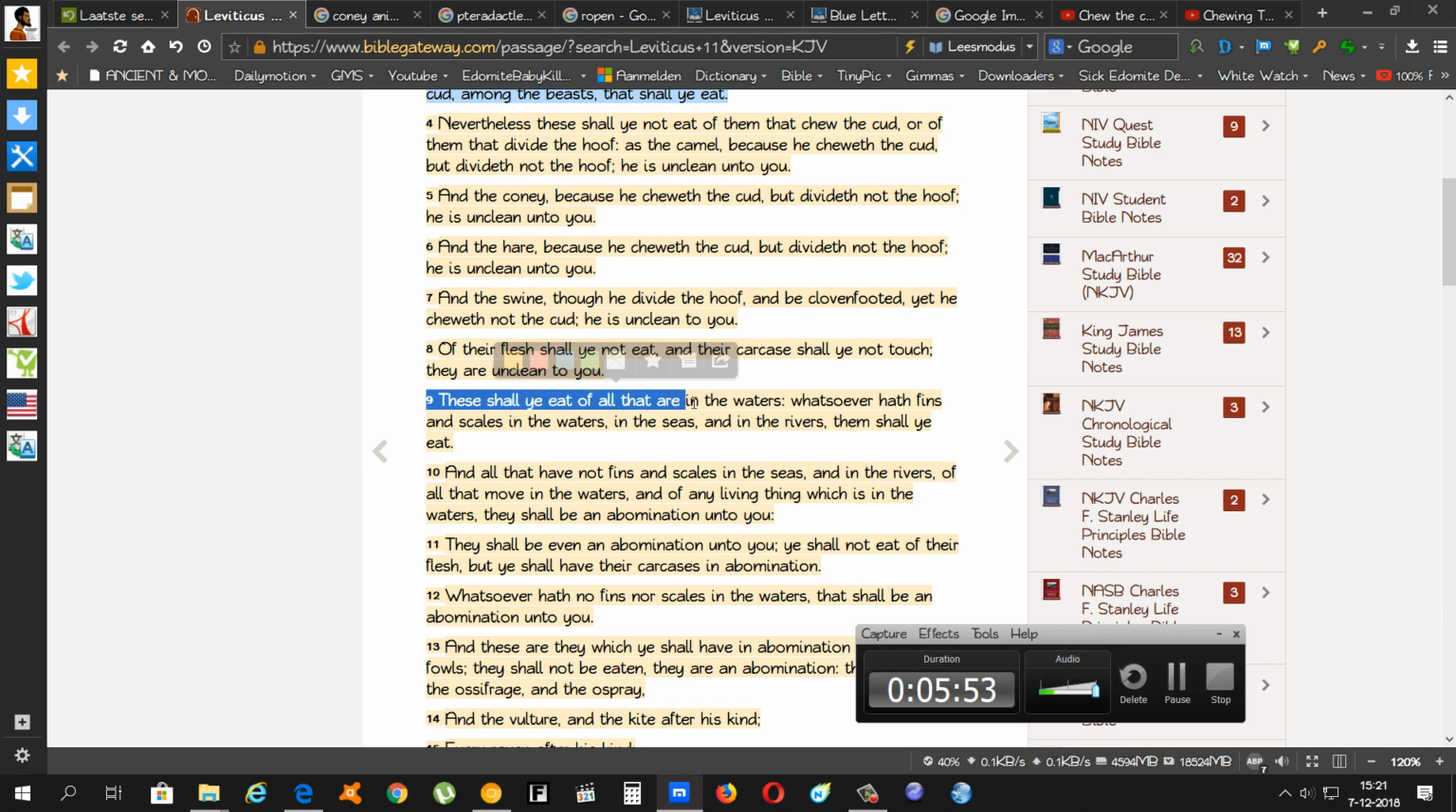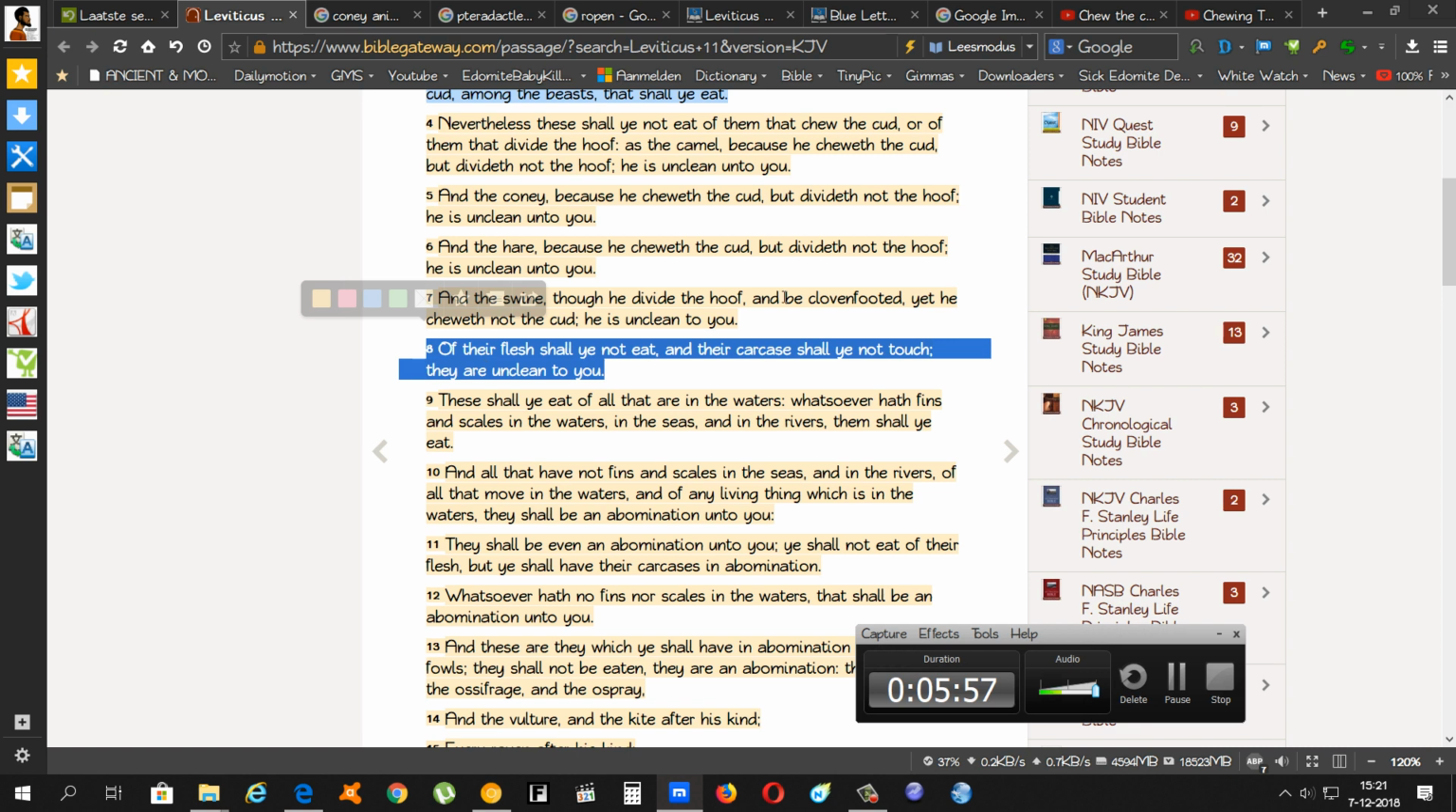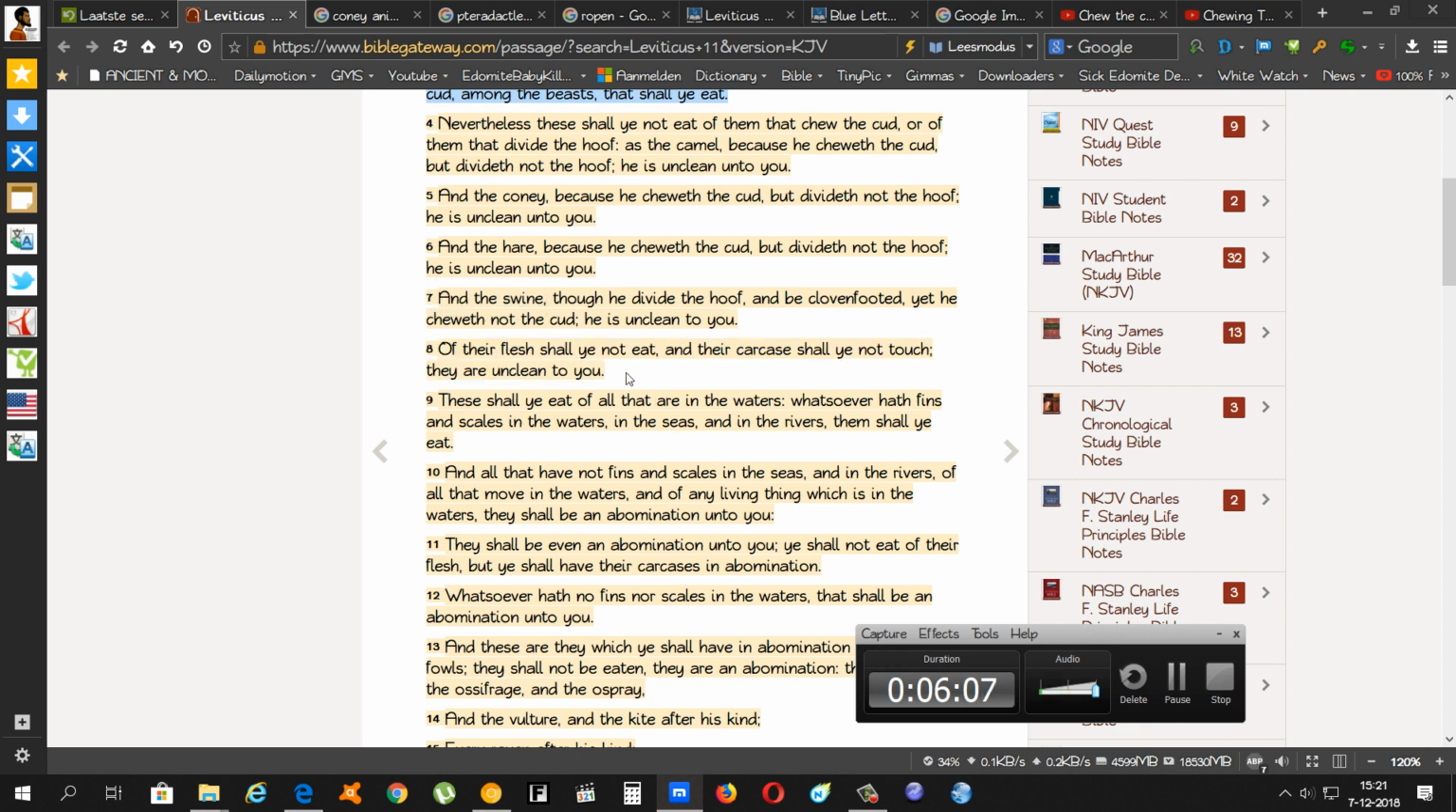These shall ye eat of all that are in the waters. So even their dead bodies we're not supposed to be touching. So when you go to the supermarket and you touch a dead pig, you're unclean. That's an unclean animal. You're not supposed to touch it. They're filthy.